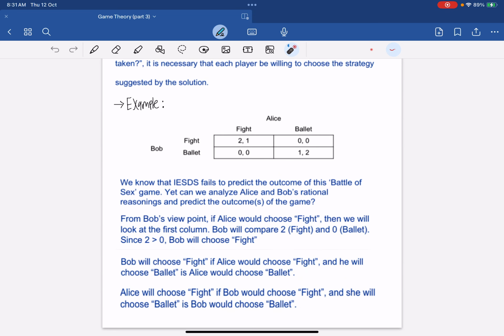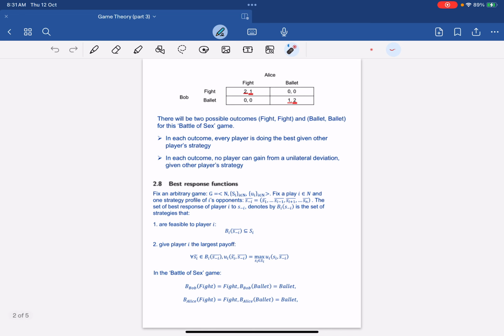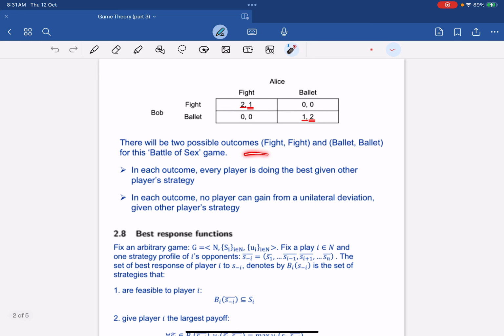So we saw when the IESDS fails in the Battle of the Sexes, and so this doesn't tell us what strategy should be taken. And so we now find that there will be two possible outcomes. Either you choose fight or ballet in the Battle of the Sexes game, and in each outcome every player is actually already in their best position, because if you are here, Bob will not want to choose ballet since it will give you 0. Likewise, Alice will not choose ballet because you go from 1 to 0, and the exact same for the ballet case. So there's no incentive for you to deviate from this outcome.